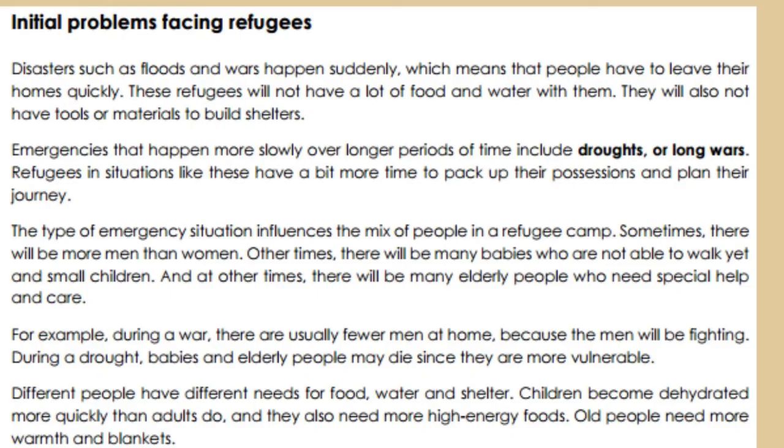Different people have different needs for food, water, and shelter. Children become dehydrated more quickly than adults do, and they also need more high-energy foods. Old people need more warmth and blankets.